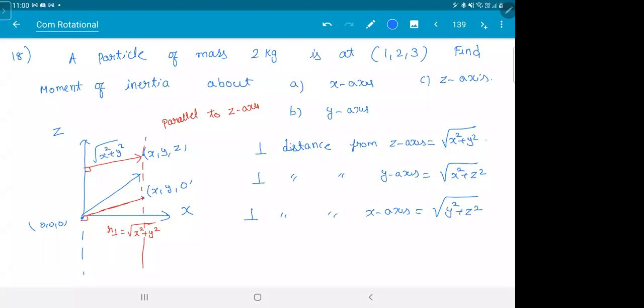So what is x square plus y square? Root 5. What is x square plus z square? Root 10. What is y square plus z square? Root 13. Then what is the moment of inertia about x-axis? Mass into perpendicular distance square: 13. Iy is mass into perpendicular distance square: 10. Iz is mass into perpendicular distance square: 5. That's your answer.